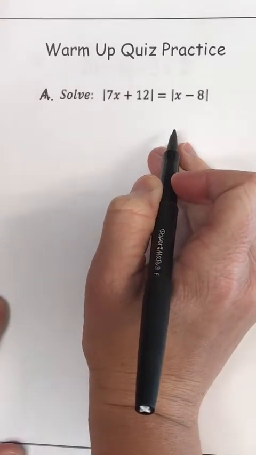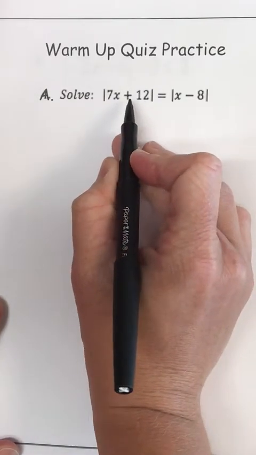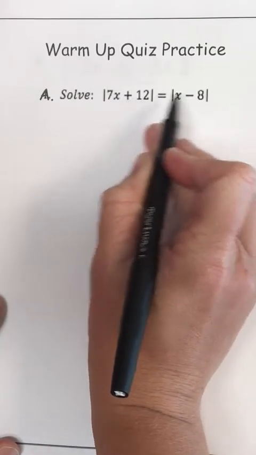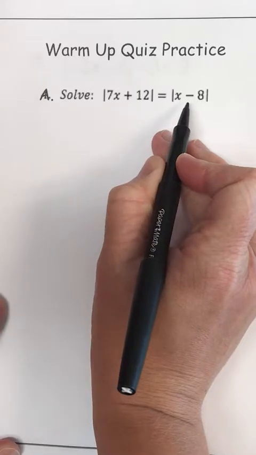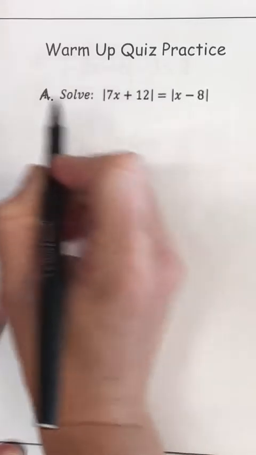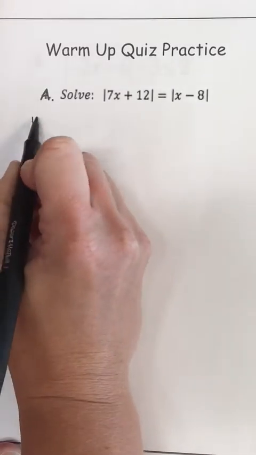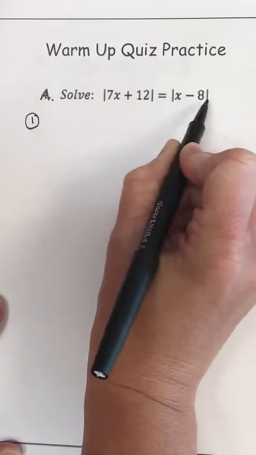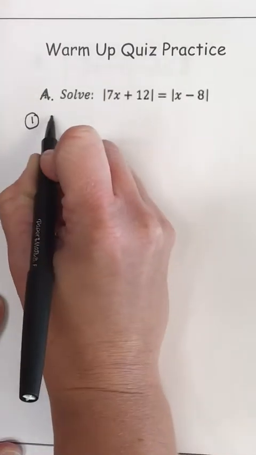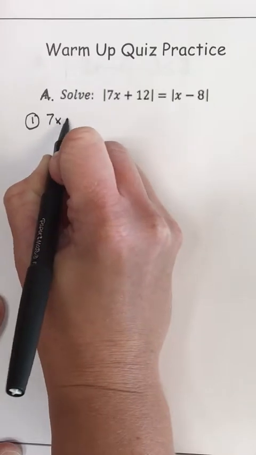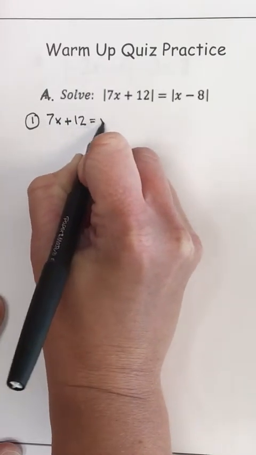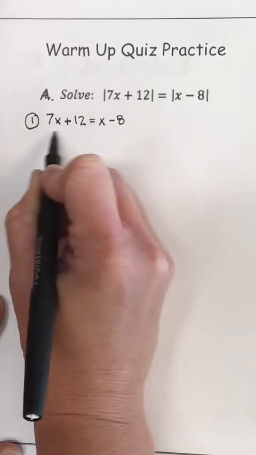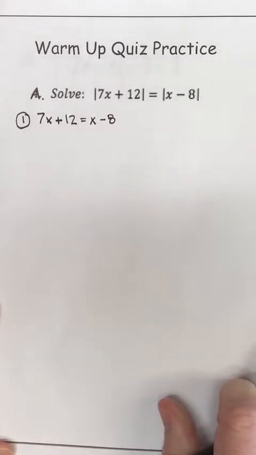If you go back and review your notes, find the part that talks about when you have an absolute value equal to an absolute value and find what 2 equations you'll need to set up. The first of the 2 equations is always exactly as you see it, but you drop the absolute value bars. So say 7x plus 12 is equal to x minus 8, and we'll solve that as the first case.